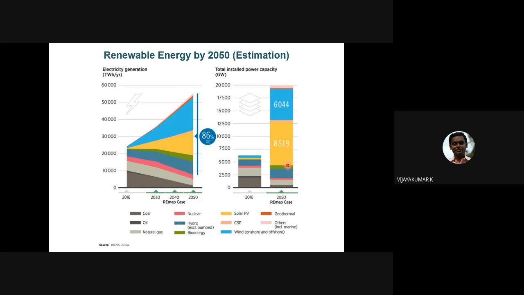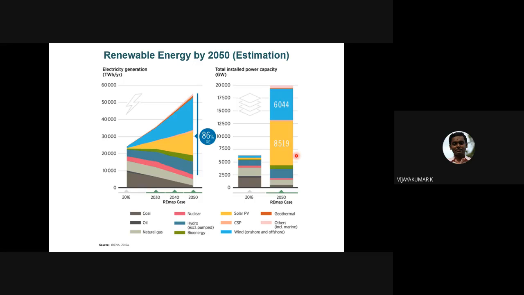If you look at the second figure, almost 6,000 gigawatt of power is generated from wind alone. That means wind energy plays the larger role. Another 8,500 gigawatt of power is going to be generated from photovoltaic systems. So wind and photovoltaic systems will dominate in the future. That's why people are going for the restructuring of the electrical grid.